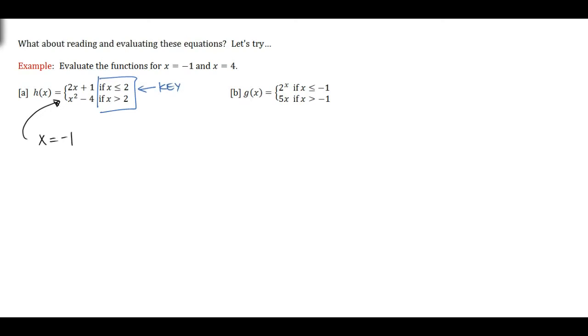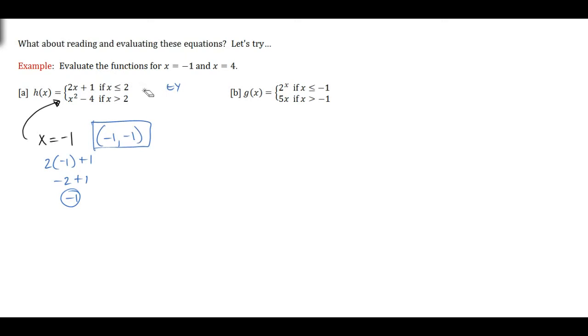So now look, we're using x is -1. We look up here at the key and we're like, oh, our x is less than 2. So we should use this one because -1 is less than 2. We shouldn't use this one. So when we use it, we plug it in. We get 2 times -1 plus 1. That's -2 plus 1. That's -1 for your y value. So the point (-1, -1) is on the graph.